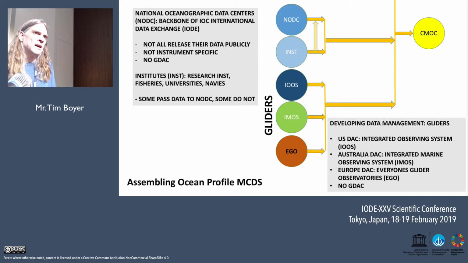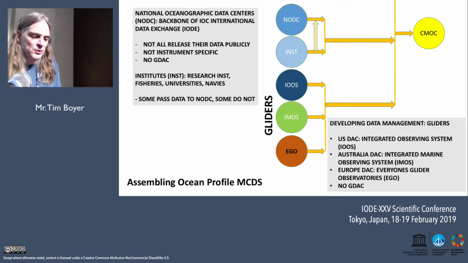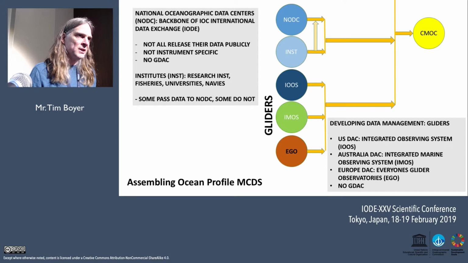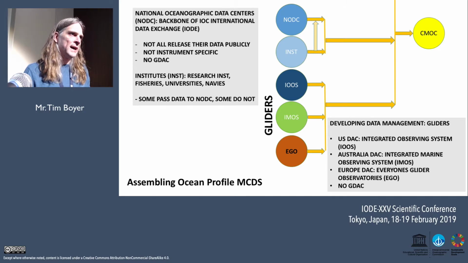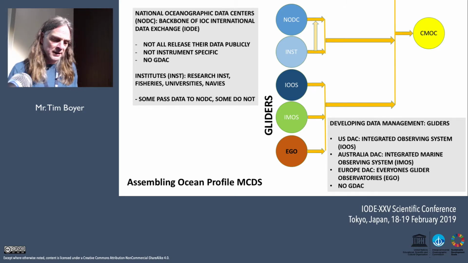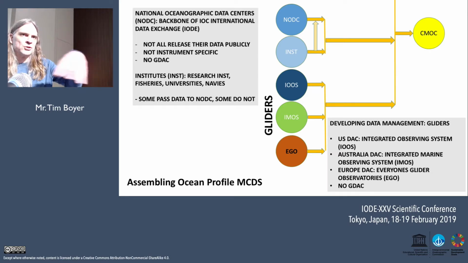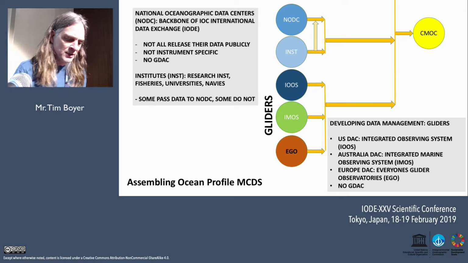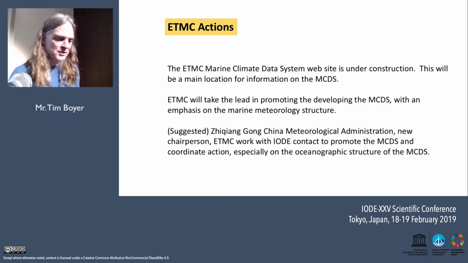And for instance, the gliders. Gliders right now have three main points, DACs if you will. There's the IOOS in the United States, there's IMOS in Australia, and there's EGO in the European Union, which is evolving. And in the works is a GDAC. I know JCOMM is working on this, a GDAC for glider data, so that those three centers can just flow into a GDAC and then up to the CMOC. So there's a lot of work still to be done on assembling the marine climate data system.